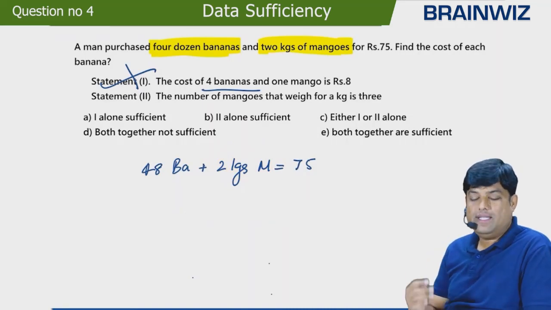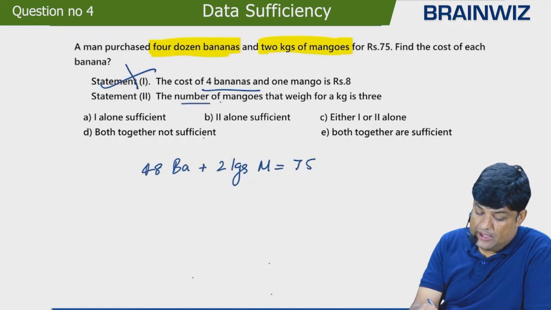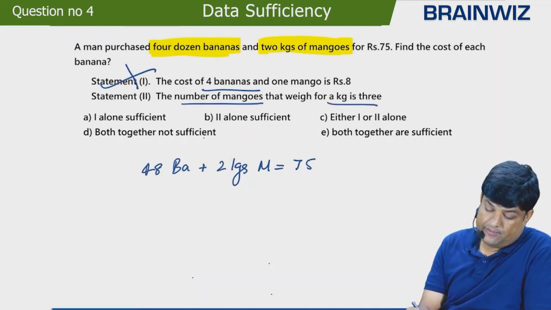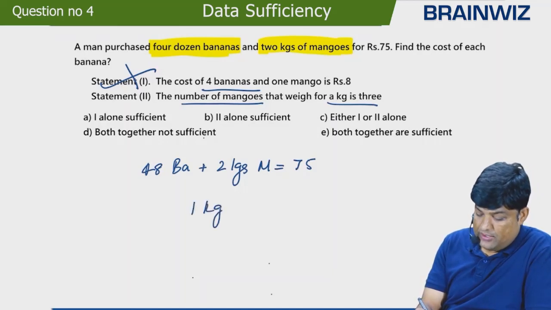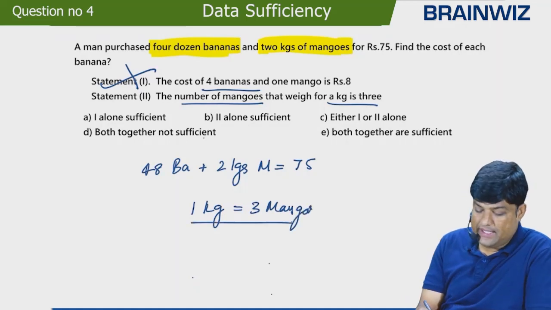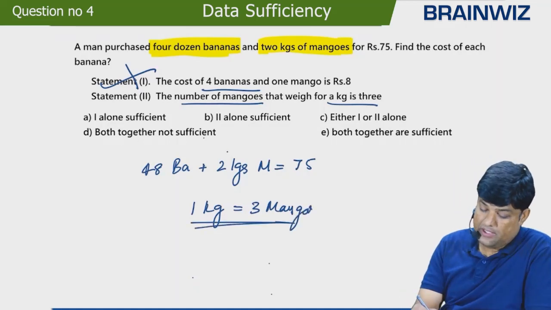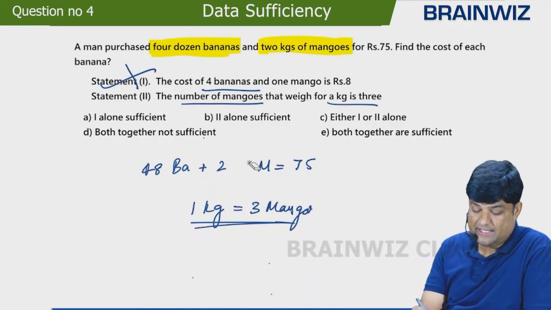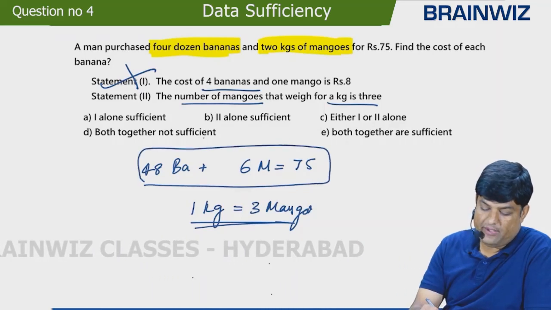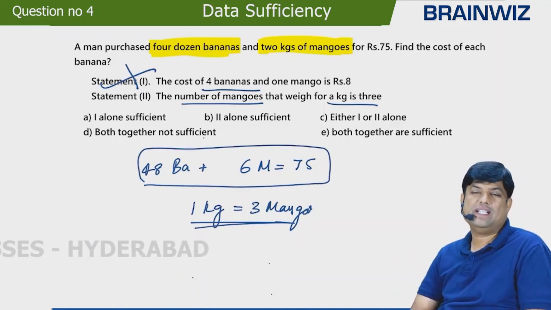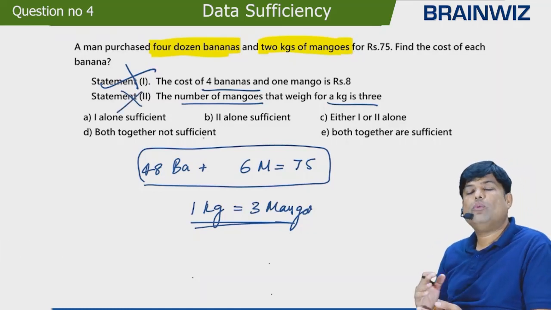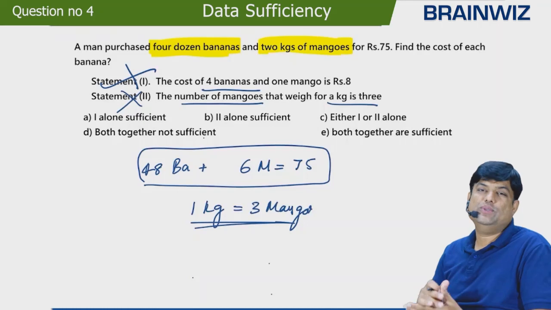Following? Now let's try statement 2 alone. In statement 2 he told you the number of mangoes is 3 per kg. Means in 1 kg you have 3 mangoes. In 1 kg there are 3 mangoes, students. So definitely 2 kgs will have 6 mangoes. So this data is having only one equation. You cannot answer with this. So you cannot answer with statement 1, and you cannot answer with statement 2. Now what to do? Let me club these two and try to answer.